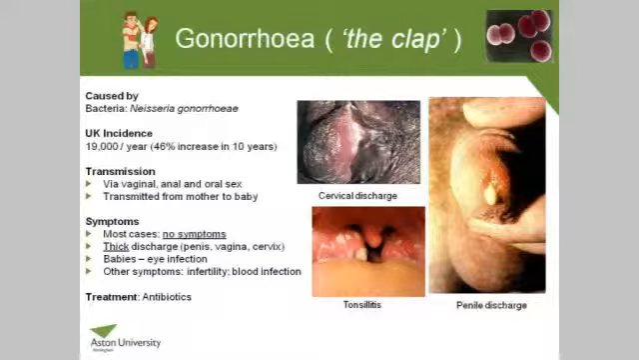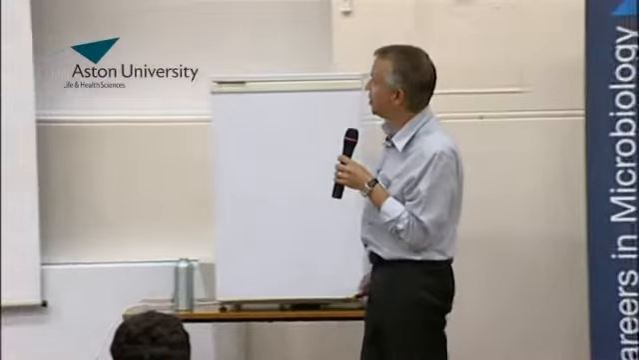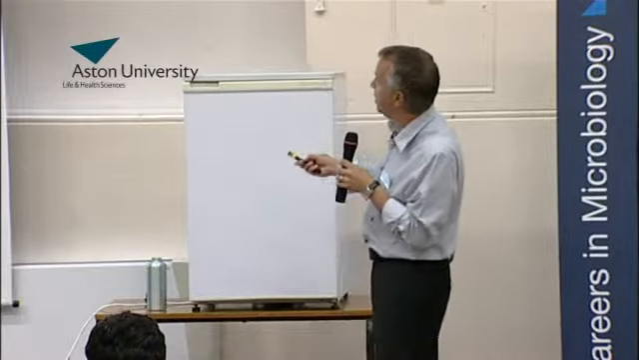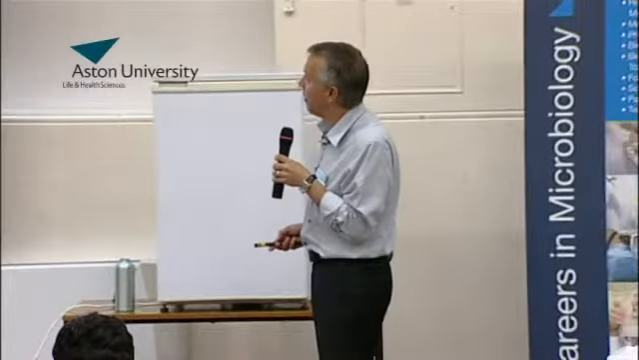Gonorrhea. We've all heard of gonorrhea. It used to be called the clap, and it still is called the clap in some cases. This is actually caused by a bacteria called Neisseria gonorrhoeae, and this is the little chap up here, a little kidney bean-shaped organism.